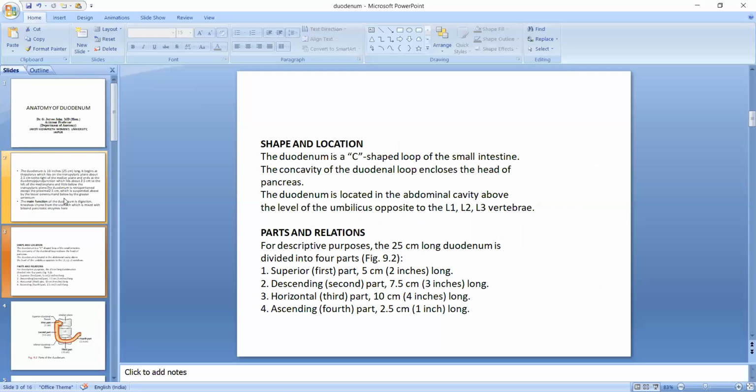Parts and relations: for descriptive purposes, we divide the 25 centimeter long duodenum into four parts: superior, descending, horizontal, and ascending, and the length of each part varies. The superior part is 5 centimeters long, the descending part 7.5 centimeters long, the third part, the horizontal part, is 10 centimeters long, and the fourth part, the ascending part, is only 2.5 centimeters long.